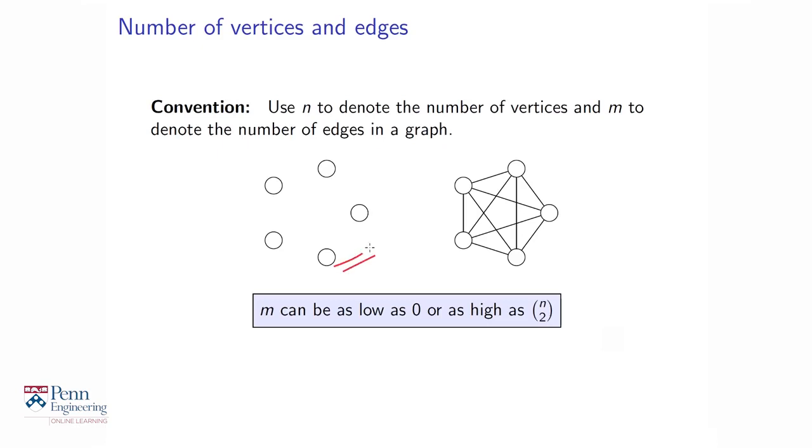At the other extreme, you could have a graph where every pair of vertices is adjacent, in which case, how many edges do you have? Well, the number of ways of choosing 2 vertices is n choose 2 in general. In this case, it's 5 choose 2, which is equal to 10. There are 10 edges in this graph, but in general, m can be as large as n choose 2.